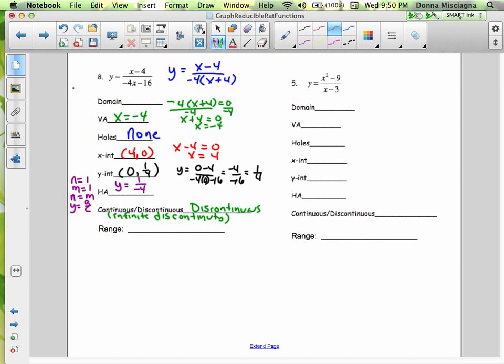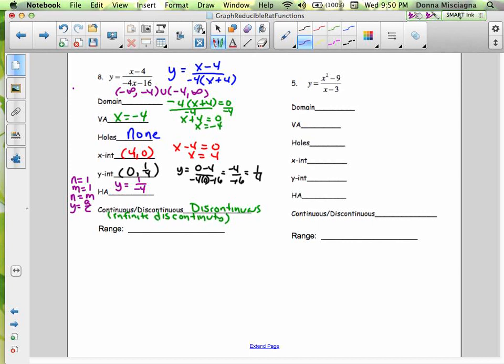All right, so now let's just find the domain and range. The domain is going to be everything but the vertical asymptote. So negative infinity to negative 4, and negative 4 to infinity.